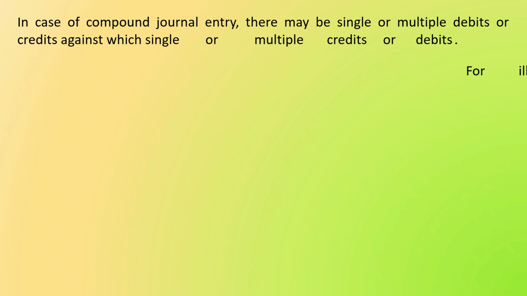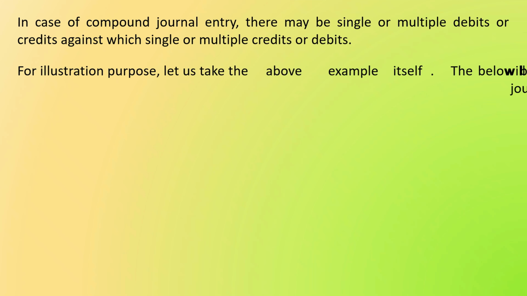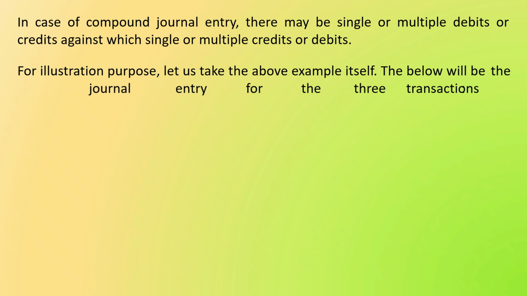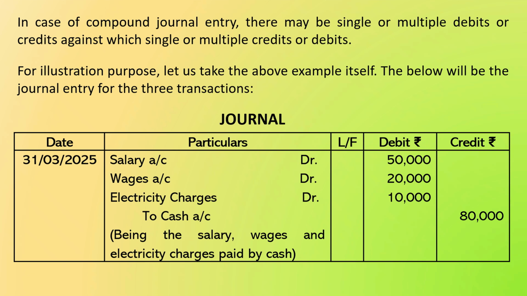In case of a compound journal entry, there may be single or multiple debits against which there are single or multiple credits, or vice versa. For illustration purposes, let us take the above example itself. The below will be the journal entry for the three transactions. Here the journal entry on 31st March 2025 is salary account debtor rupees 50,000, wages account debtor rupees 20,000, electricity charges debtor rupees 10,000 to cash account rupees 80,000, with the narration being the salary, wages and electricity charges paid by cash.